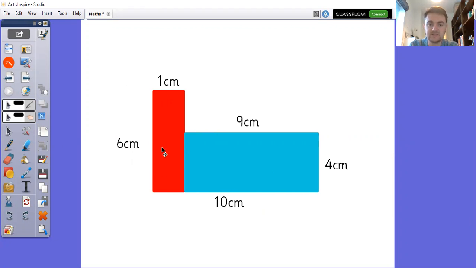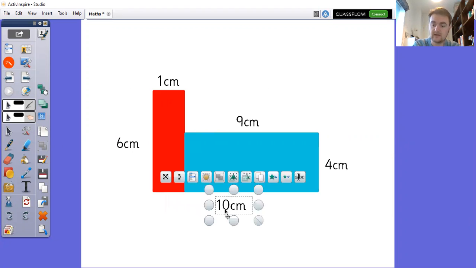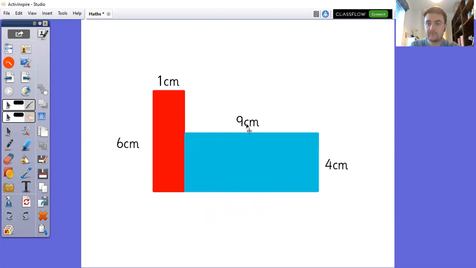Now I've split this into 2 rectangles. I can see that the 10 centimeters applies to this plus this. So I don't need that one. So for my blue rectangle, I've got my width is 9 centimeters and my height is 4 centimeters.